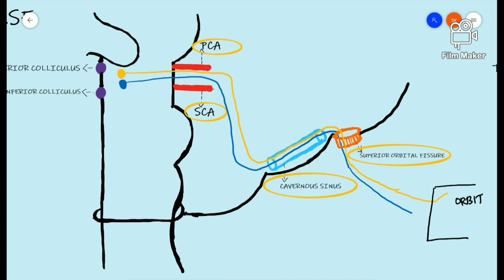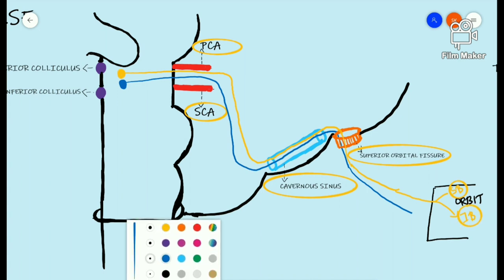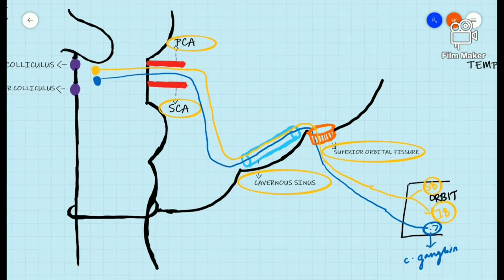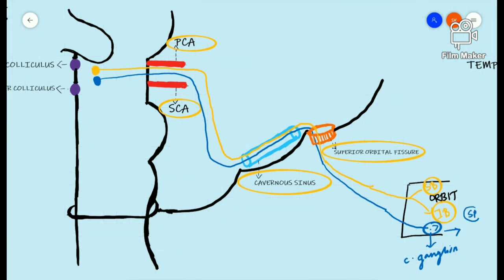Within the orbit, the somatic motor fibers give off two branches, a superior branch and an inferior branch. The parasympathetic fibers follow the inferior branch of the nerve and go to a ganglion called the ciliary ganglion. The postganglionic fibers form the short ciliary nerves, and they supply the sphincter pupillae and ciliaris muscle.